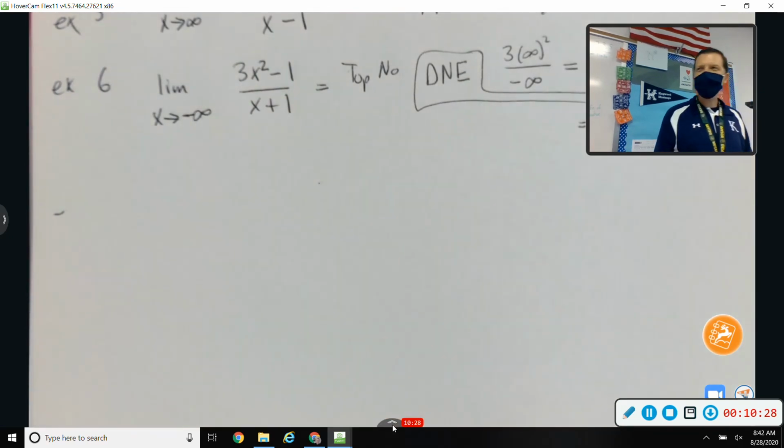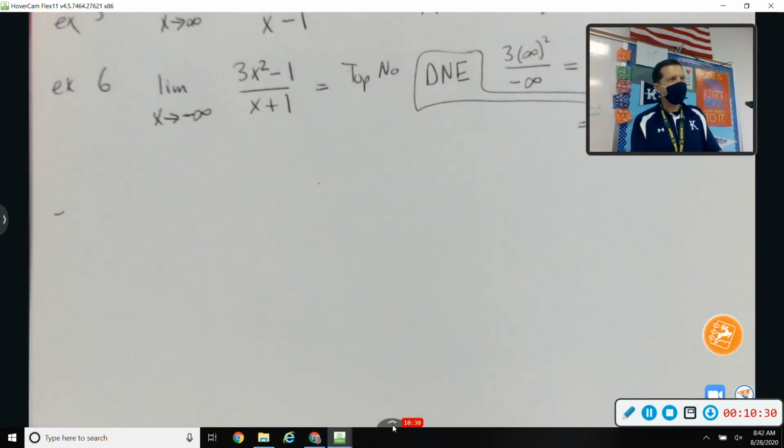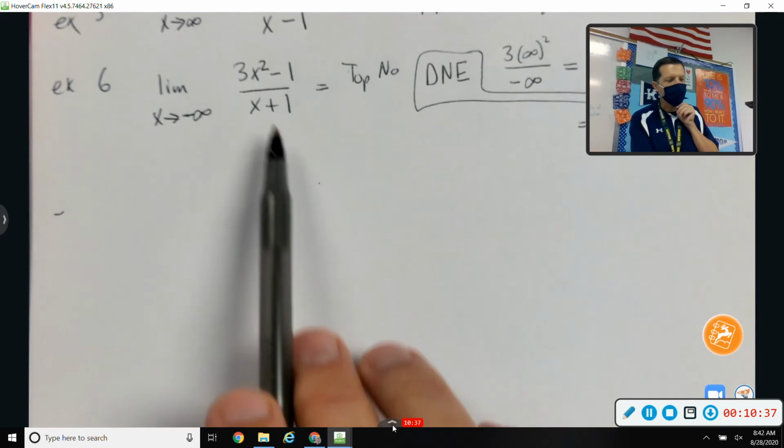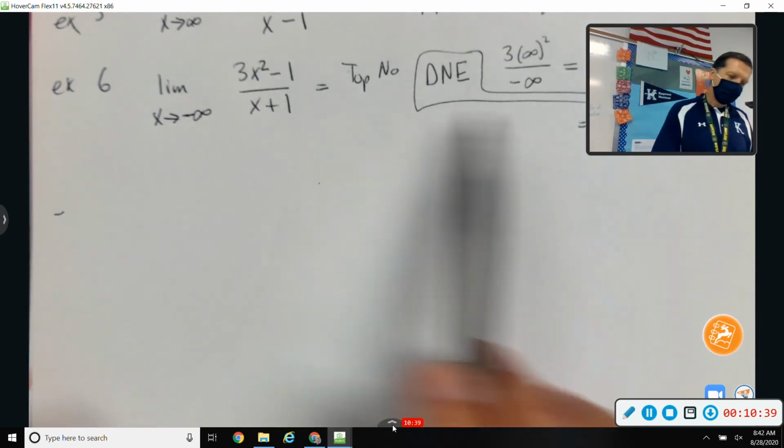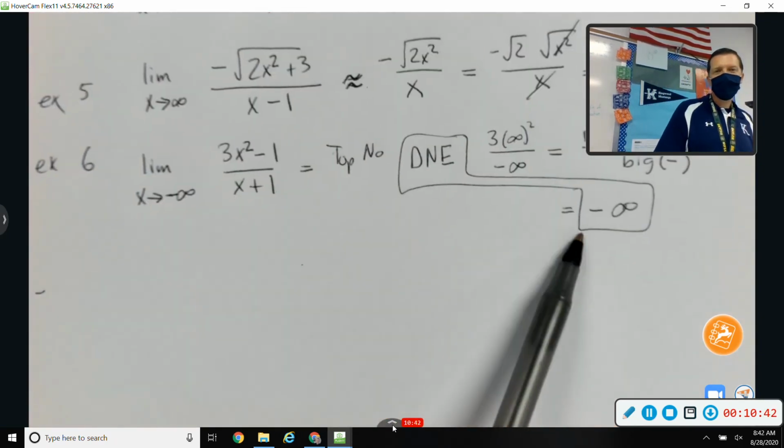Does that make sense? And we're doing kind of fuzzy math here. Really big positive divided by big negative. So we don't know exactly what the numbers are, but the top's getting bigger faster. So it's heading to infinity, but the sign is negative.